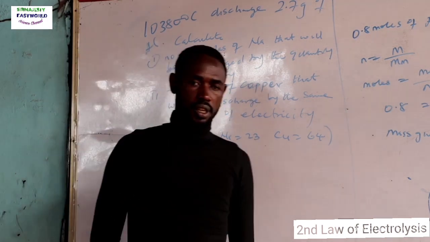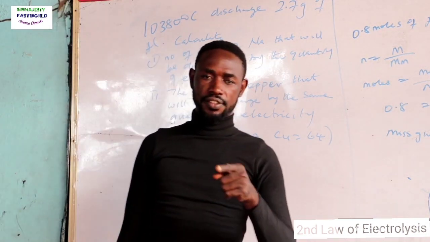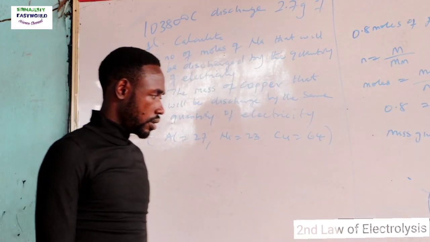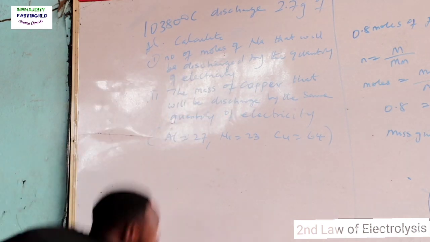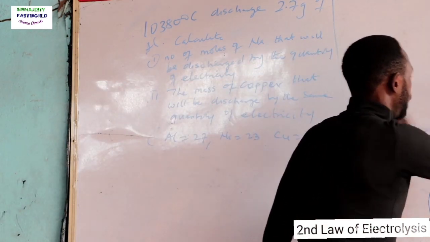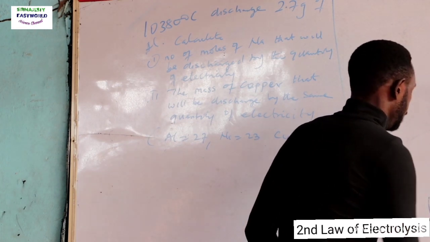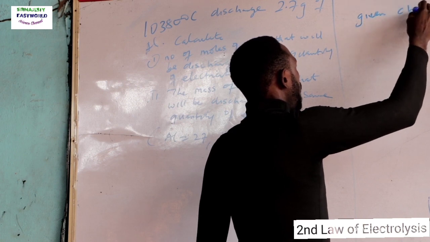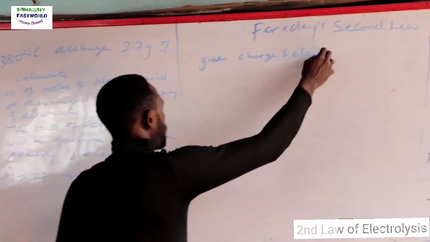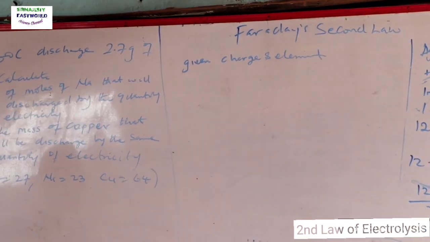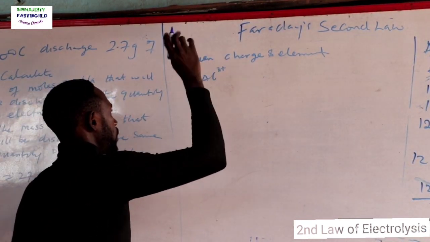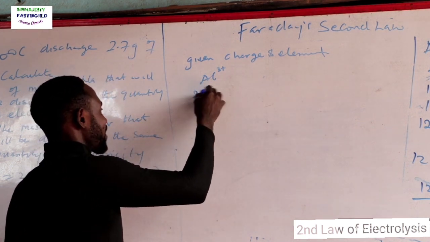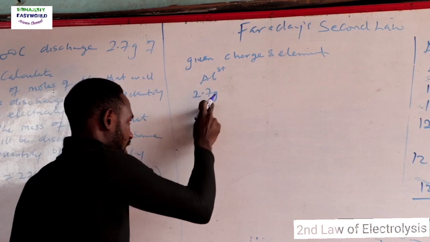Solution. In this case, you know how to do it. Remember our X factor, or the majestic X factor, in calculating the second Faraday's law of electrolysis. So what we do, first write given charge and elements, right? Which one was given in the question? Aluminium. That is plus 3. Then what was given about aluminium? 2.7 grams. Remember, it is grams.